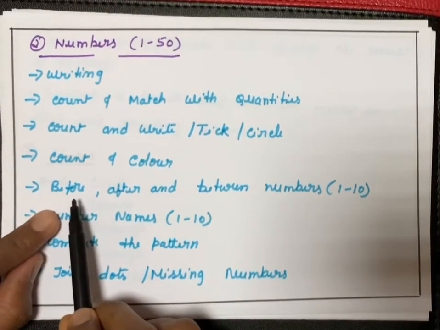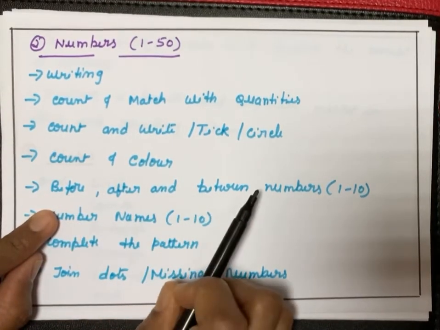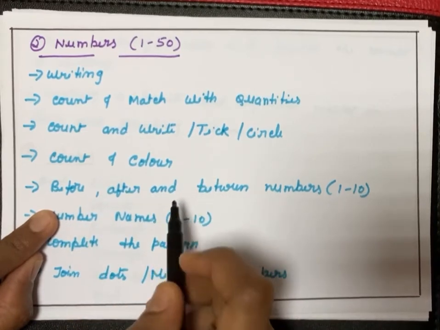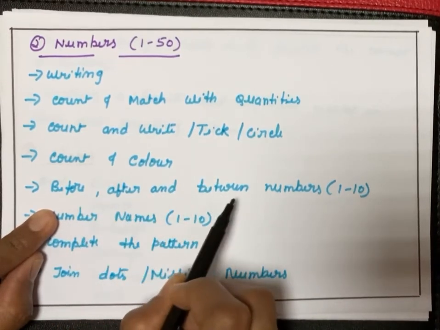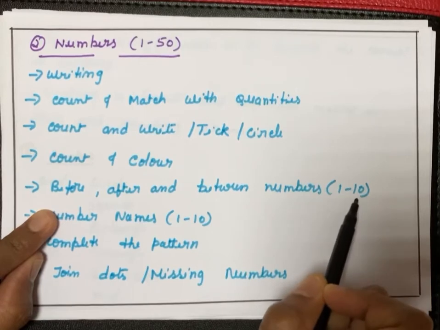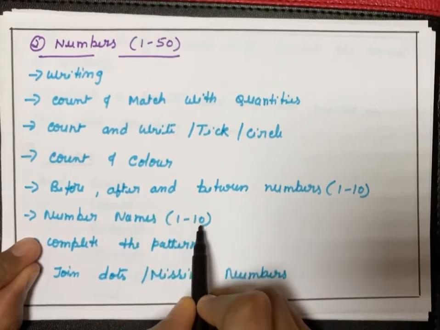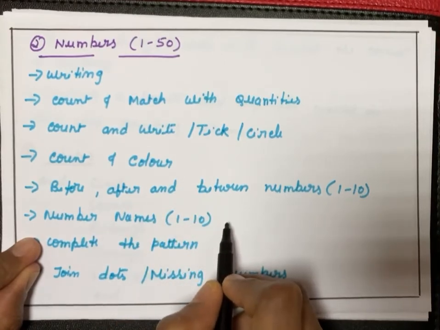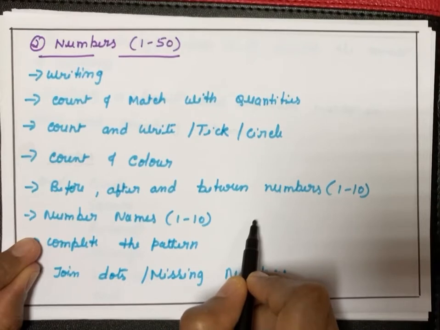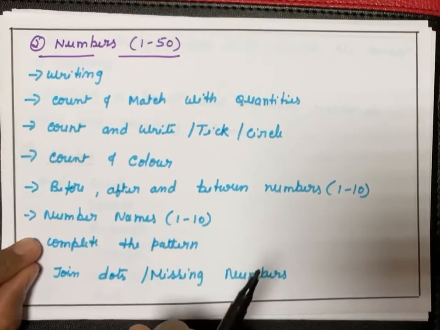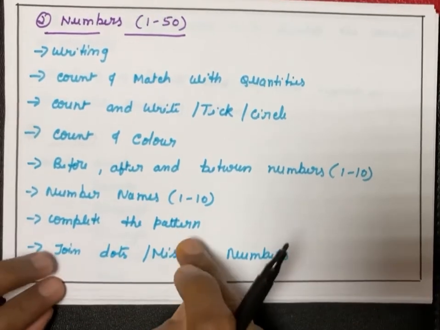Then next comes the before, after and between numbers. So you have to teach your kids before, after and between numbers 1 to 10. You can take 1 to 10 numbers to teach this topic. Then number names 1 to 10 you have to teach them, like ONE1, TWO2, like this you have to teach them. Then complete the pattern.